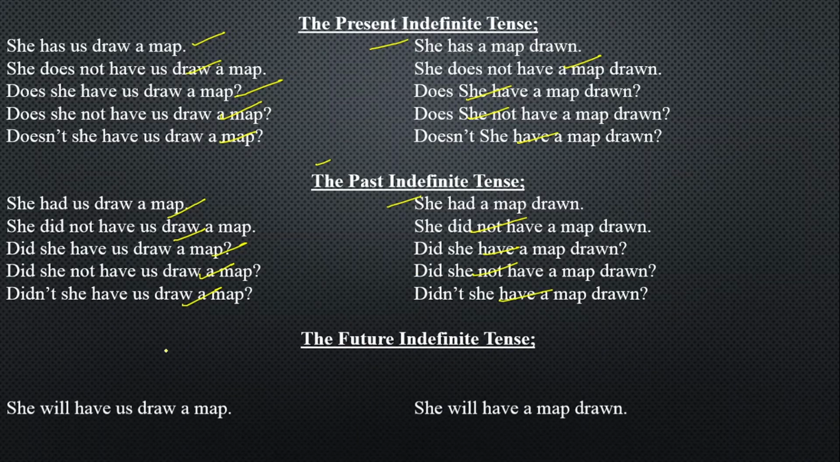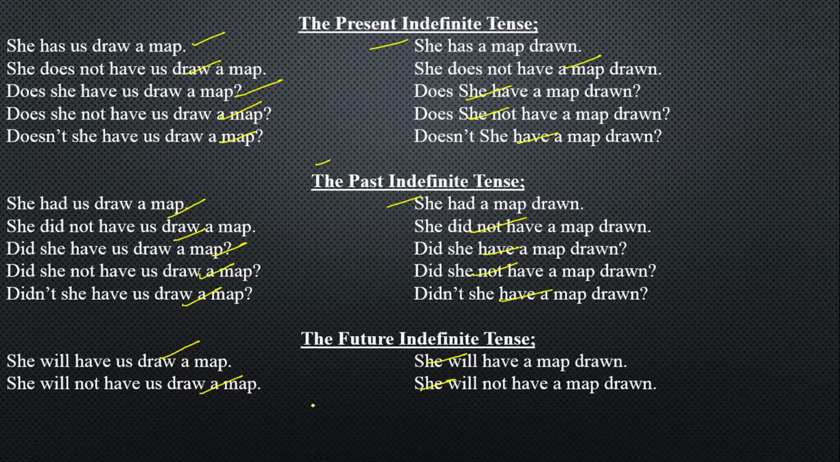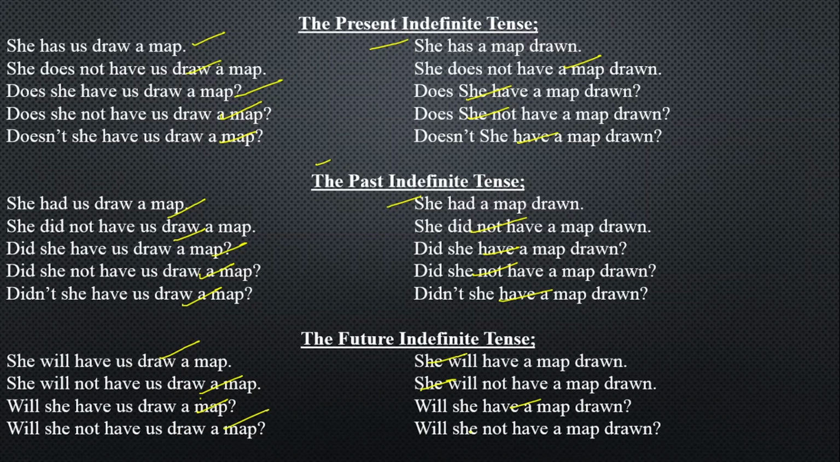She will have us draw a map, she will have a map drawn. She will not have us draw a map, she will not have a map drawn. Will she have us draw a map? Will she have a map drawn? Will she not have us draw a map? Will she not have a map drawn? Won't she have us draw a map? Won't she have a map drawn?